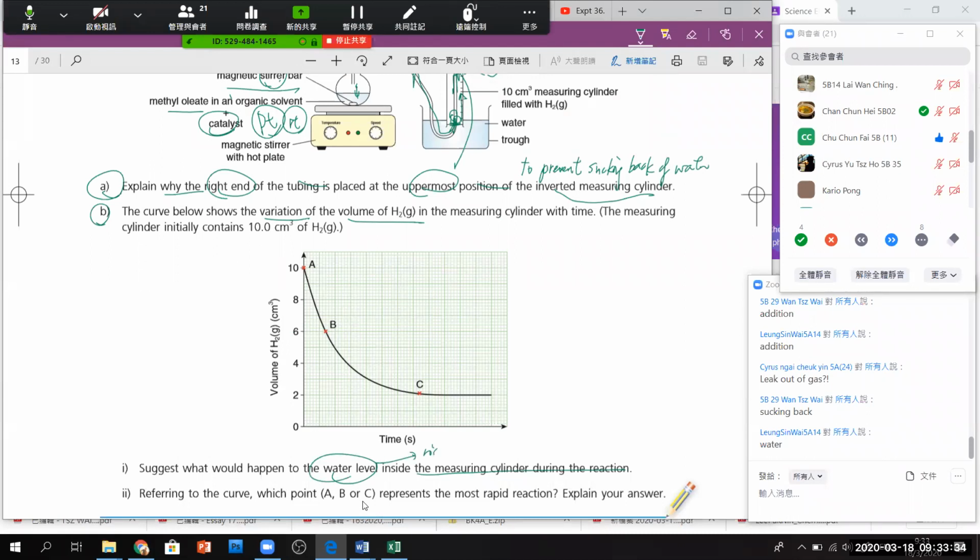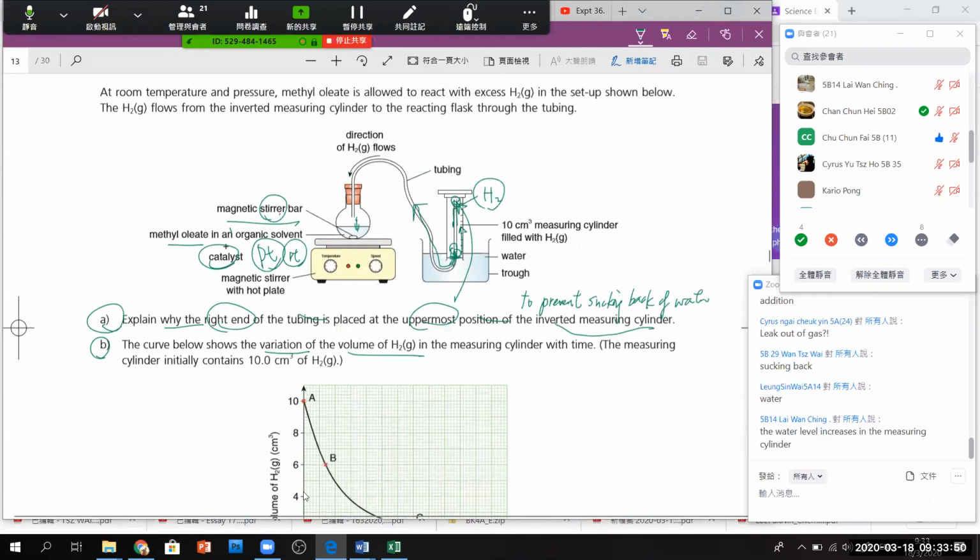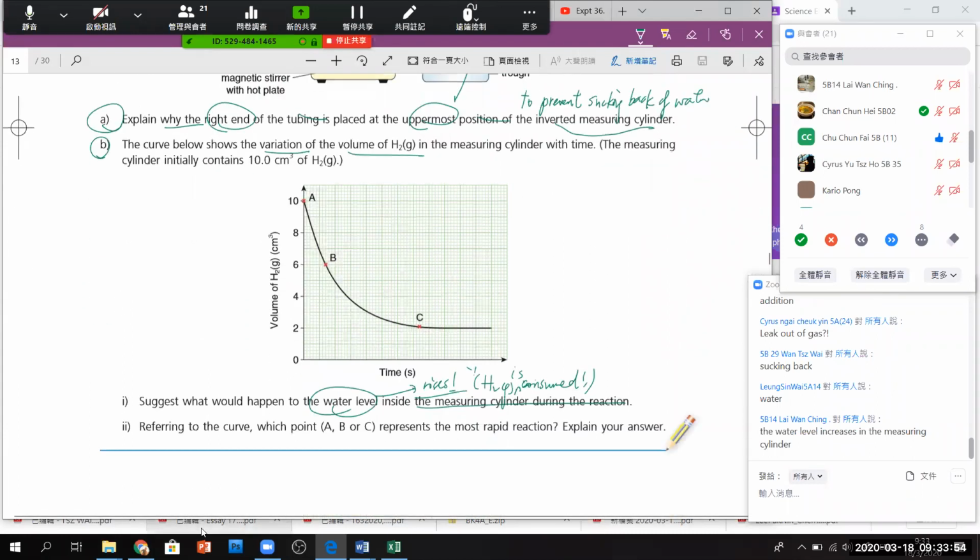The level rises over time, right? Because it is a reflection of the hydrogen gas being consumed. Because there's a change in the pressure, the water level will increase. Yes, that's right. Now, what will happen to the curve? Which point, A, B, or C, represents the most rapid reaction? Explain your answer. It's easy, right?